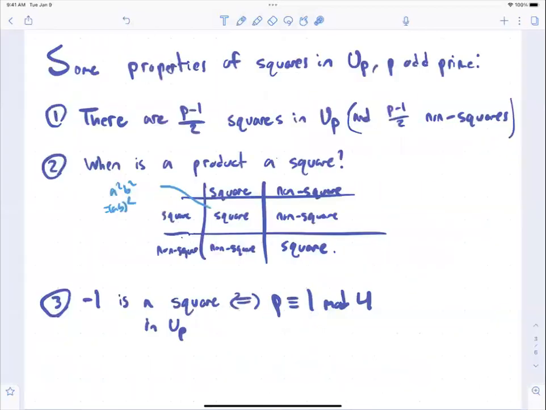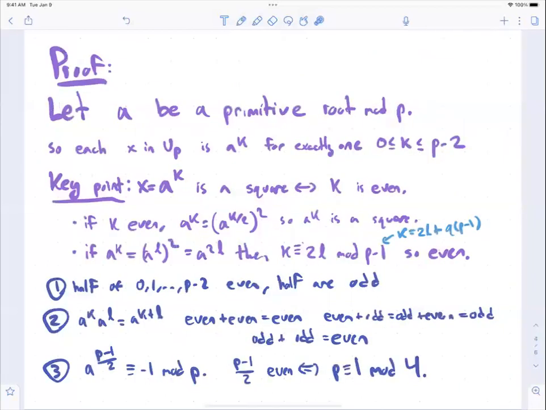If I look at this product situation, if I look at a to the k times a to the l, that's just a to the k plus l, modulo some detail to bring k plus l back down to something less than p-2. This multiplication rule just boils down to the fact that an even plus an even is even, an even plus an odd, or an odd plus an even, is odd, and an odd plus an odd is even.